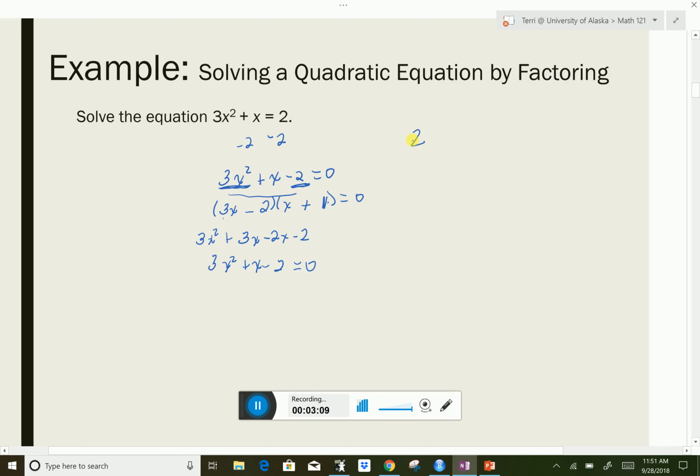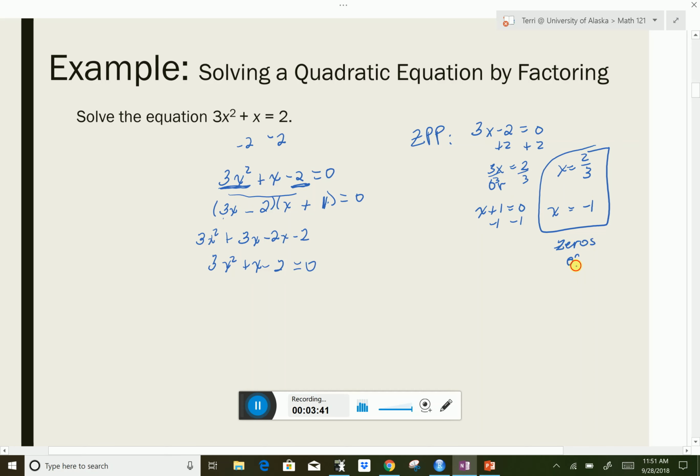So by the zero product property, which I like to call the zippy, so by the zippy, we know that either 3x minus 2 is 0 or x plus 1 is 0. So we can easily solve these two equations. 3x equals 2, divide both sides by 3. x is either 2/3 or x is equal to negative 1. So we can easily solve that equation. We found the zeros of the function. And if we want to graph it or whatever we want to do with this, we can.